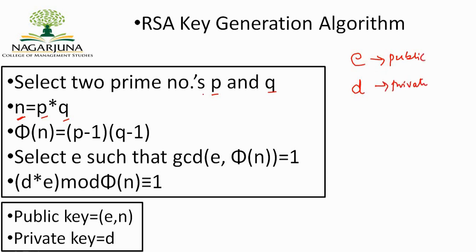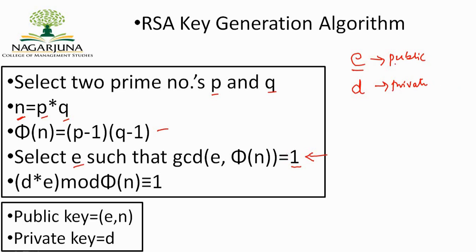So now, using the previous equations, I would like to generate my public key. I will select the public key in such a way that the GCD of E and phi of n is equal to 1. This we have seen in the previous video. We have taken an example and we have seen how to take the value of E.